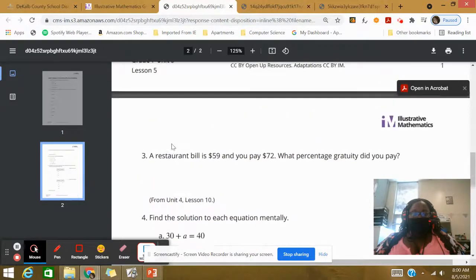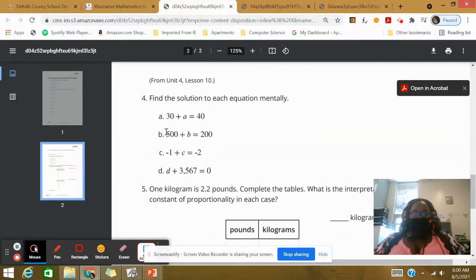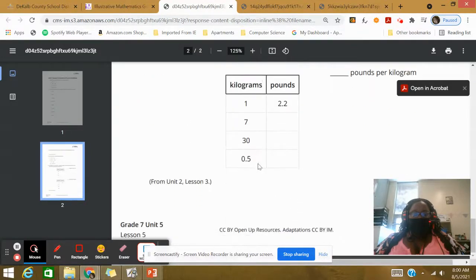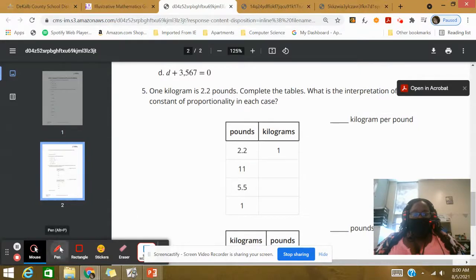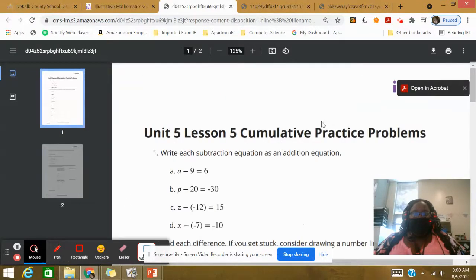Okay. So again, put an X through question 3 because you guys don't have to complete it. Question 4, you should be able to solve. It's a one-step equation. And then question 5, you don't have to complete this table. So you can put an X through question 5. So we're not doing this particular problem. Okay. So that's cumulative practice problems. Again, we're looking at Unit 5, Lesson 5, cumulative practice problems.